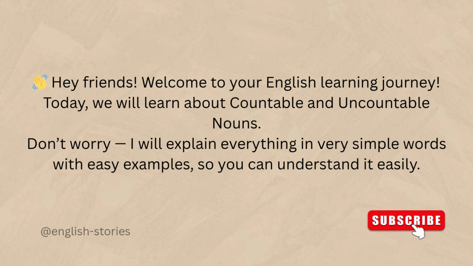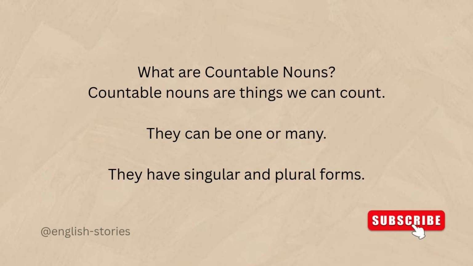Today, we will learn about countable and uncountable nouns. Don't worry, I will explain everything in very simple words with easy examples, so you can understand it easily. What are countable nouns? Countable nouns are things we can count. They can be one or many. They have singular and plural forms.